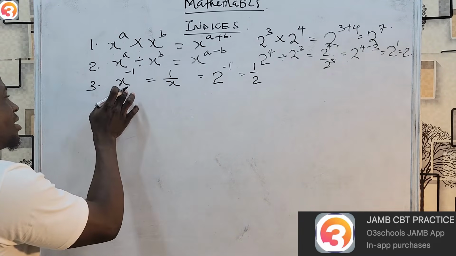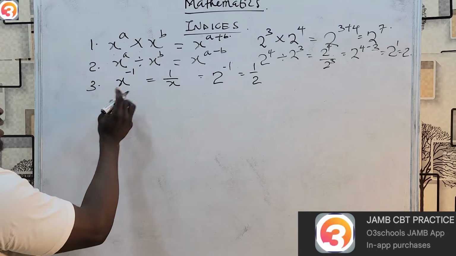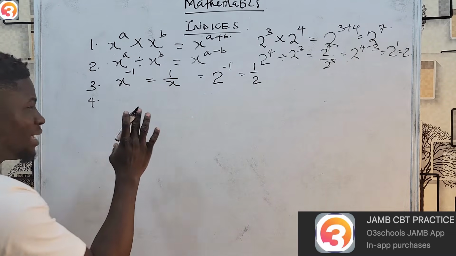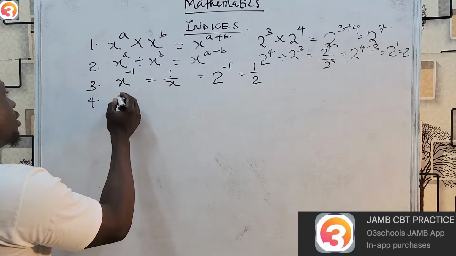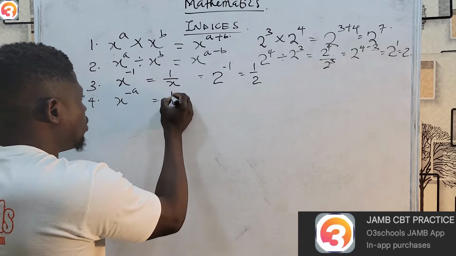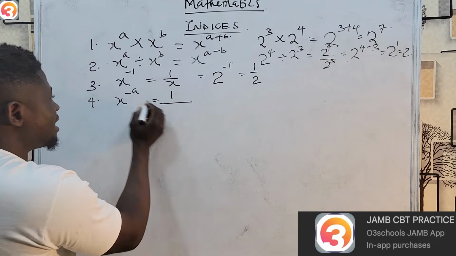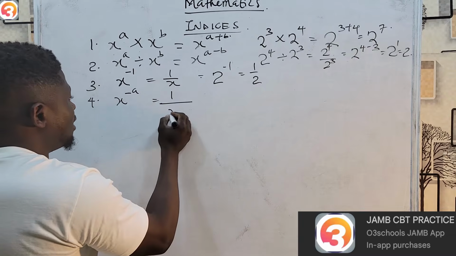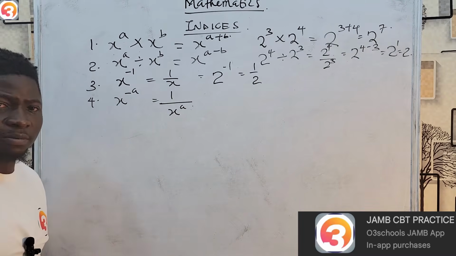So a further explanation of this, we may call it the fourth law. Let me make it clearer and easy for you. If I have x raised to the power minus a, it means 1 over, this negative sign is the over. Then I have x raised to the power a. You bring x to the power a down.